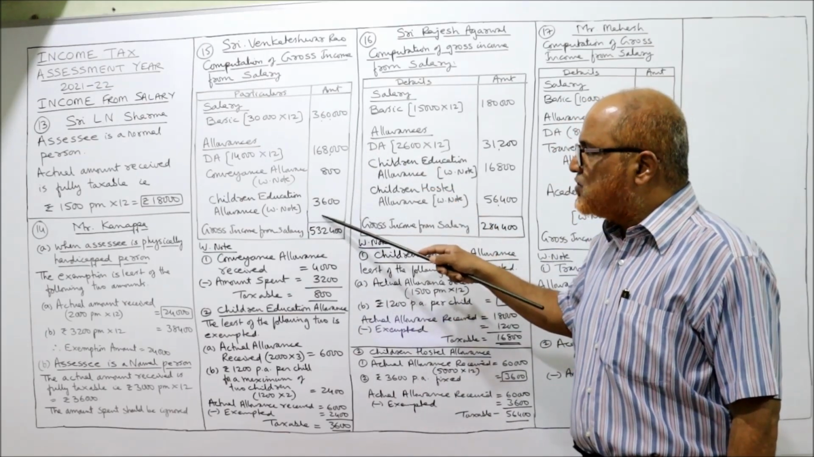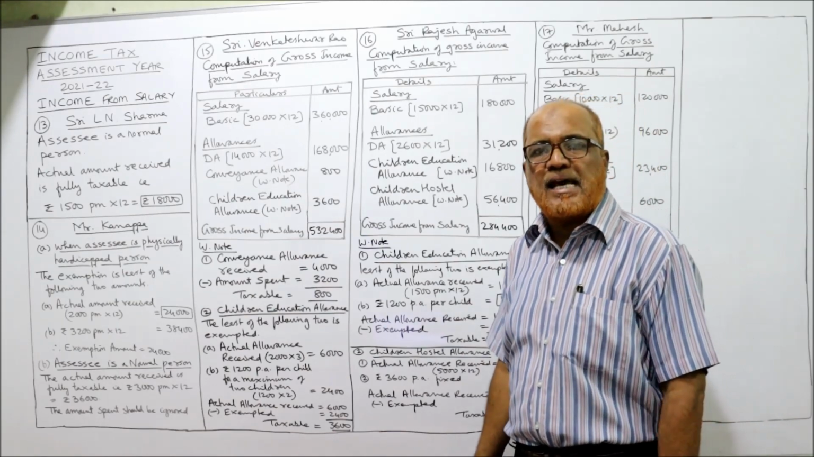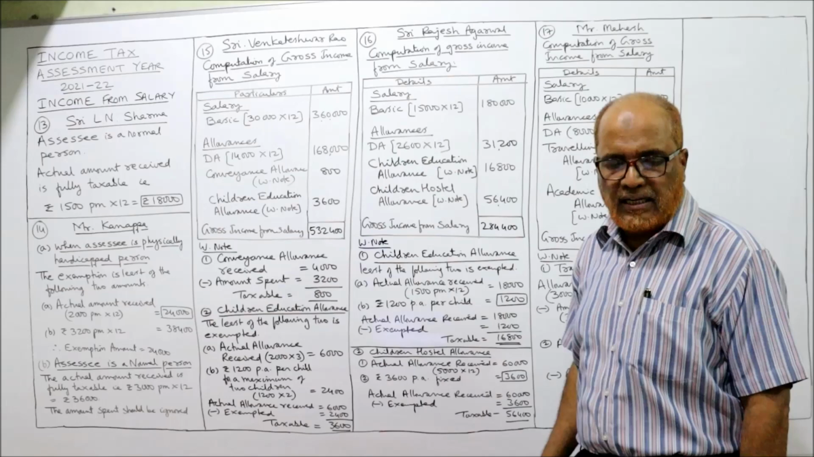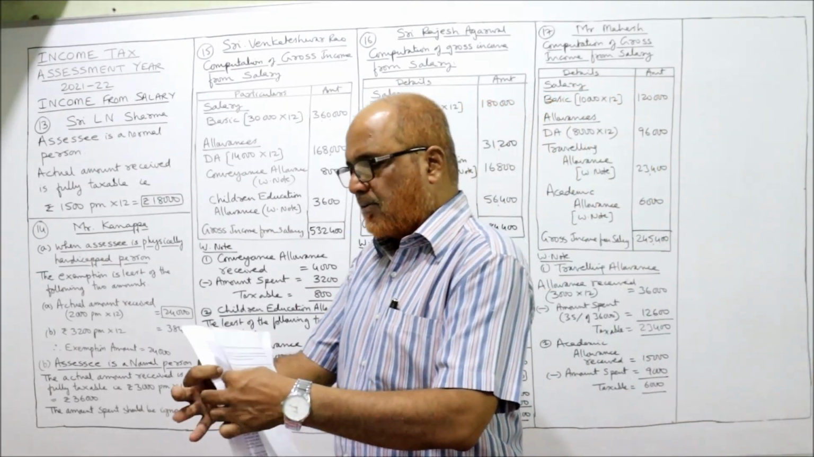Now take the total of these 4 items, 5,32,400. This is the gross income from salary. That's it. This is the end of problem number 15. Next, problem number 16. See carefully.